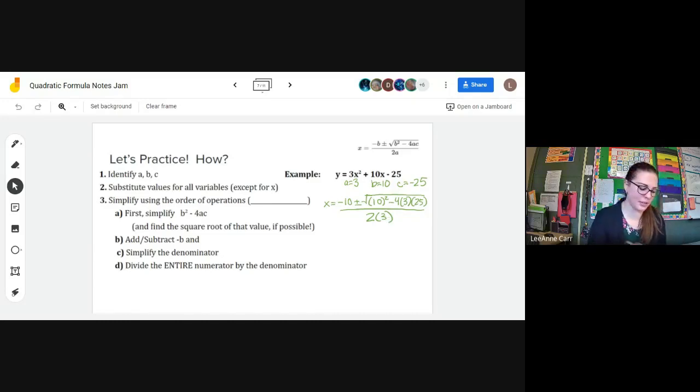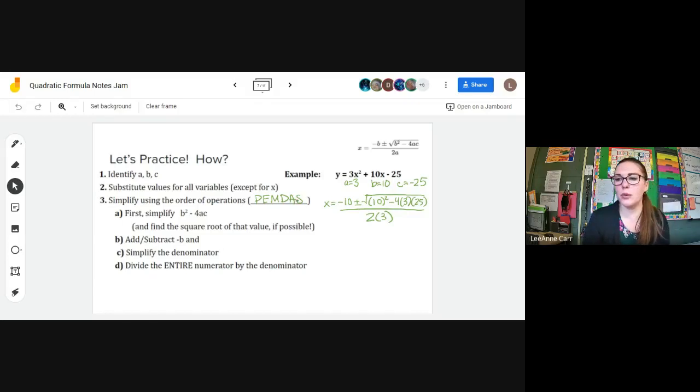And then once we get it all plugged in, so we've done step 1, step 2, we are going to simplify this using the order of operations. Who remembers what the acronym for our order of operations is? Anybody? Oh, I know we know this. Thank you. Yes, PEMDAS. So we're going to use PEMDAS when we simplify this.